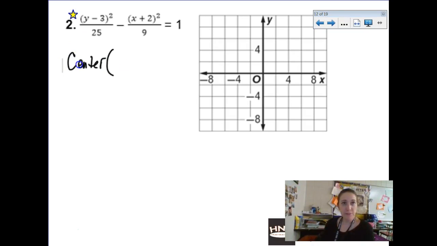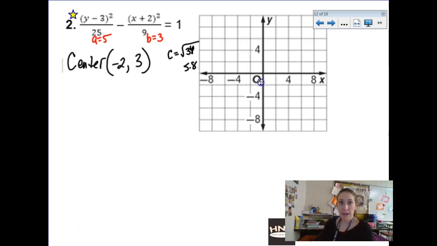So this center, remember, it's always at h, k. So the h is the x value, so -2, 3 is our center. The a value is 5. The b value is 3. And then quickly, let's find the c value, which would be square root of 25 plus 9, so square root of 34, which I think we found that once before, didn't we? Like 5.8 or something? Well, that was the one I had to guess on. It is 5.83 or something.